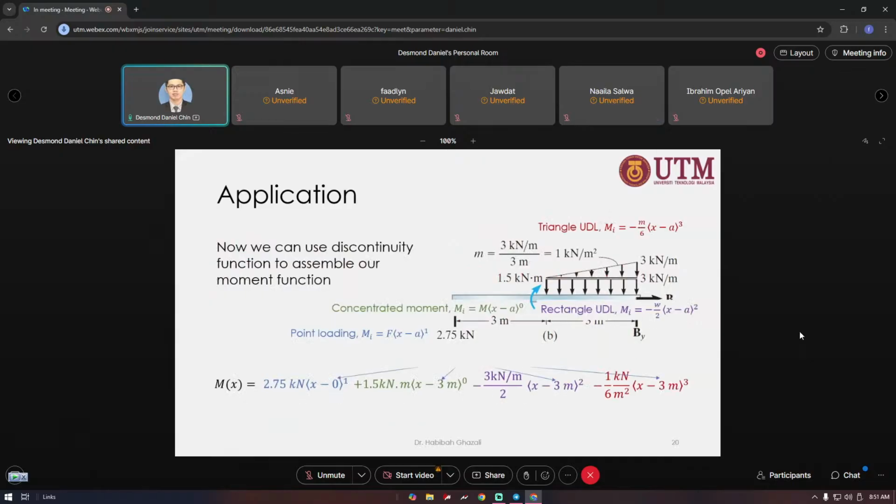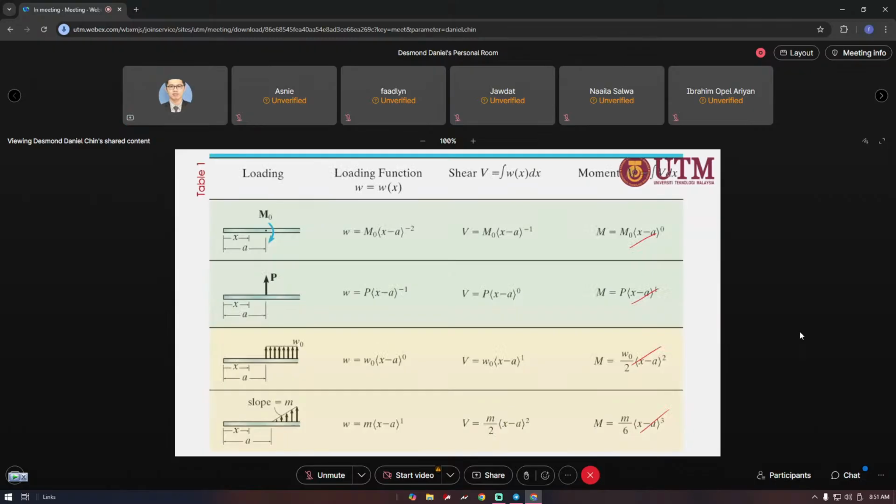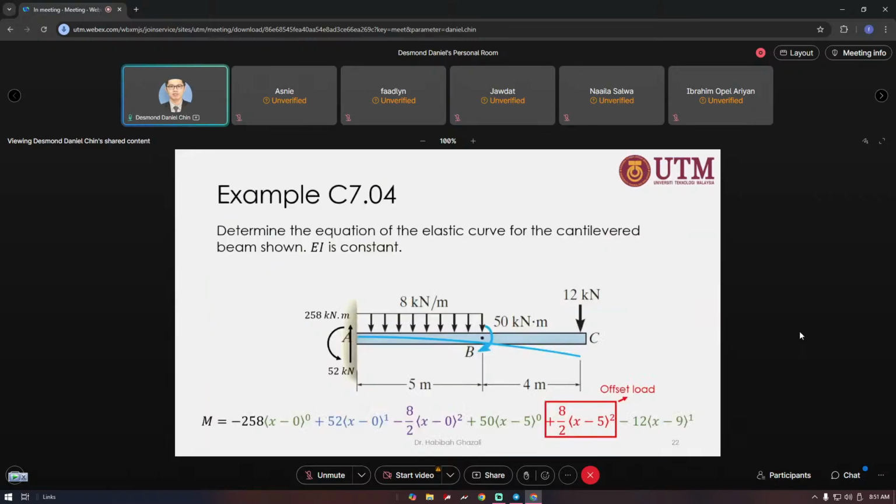So with that, I hope that you can fully understand now how to apply Macaulay's method. All right, so let's go to this equation. Determine the equation of the elastic curve for the cantilever beam shown. EI is constant. So I cannot delete the answer at the bottom. It's okay, never mind. We can do it on our own.